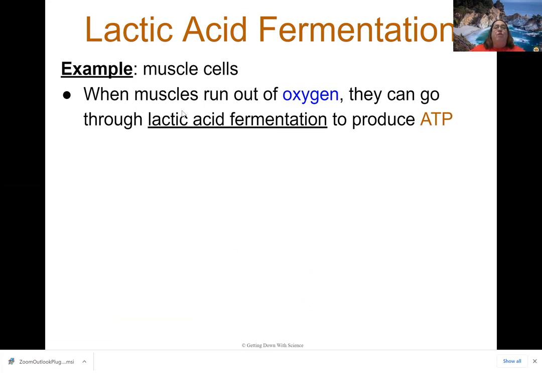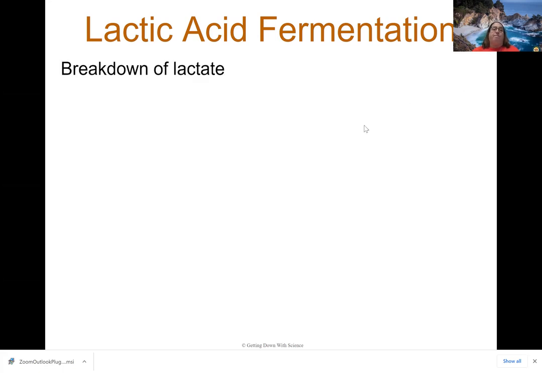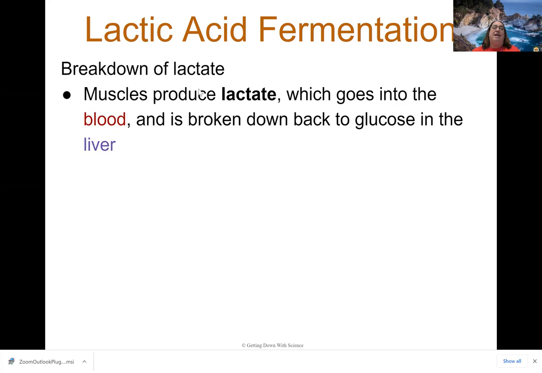So when you're working out, it tends to be a situation where the muscles are going to run out of oxygen because you're using the oxygen faster than it can be replaced in the body. So they can switch over and use lactic acid fermentation to produce ATP. This is what causes that burning sensation that you often feel when you're performing strenuous exercises. And then, of course, eventually that pain goes away after time because you would then break down the lactate.